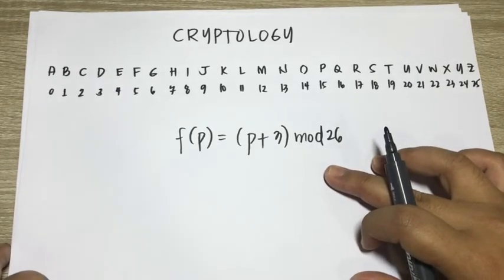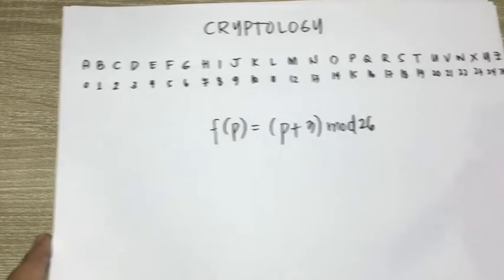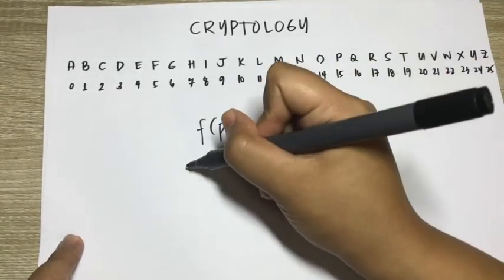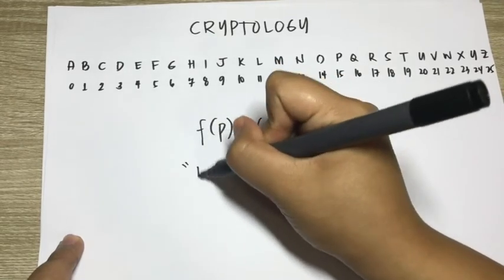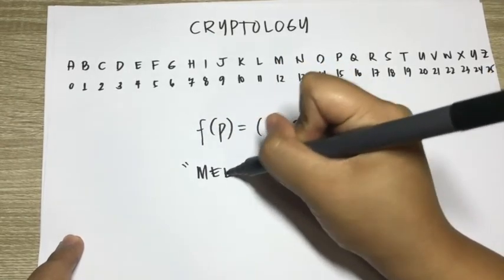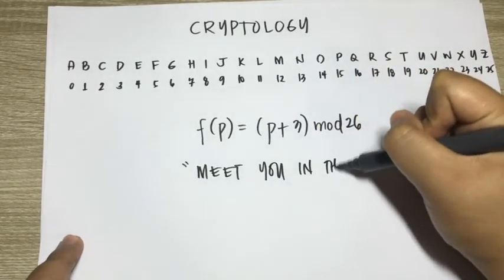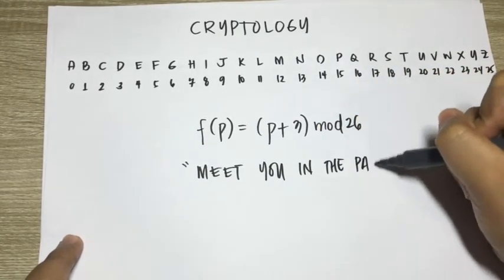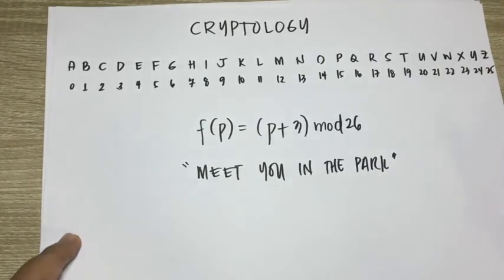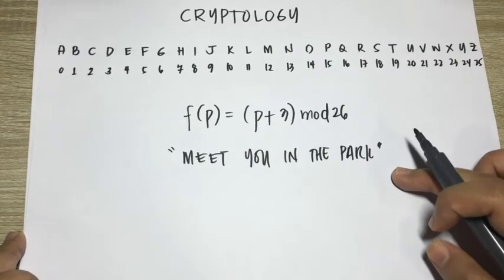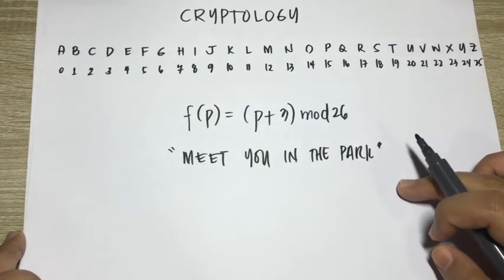So let's try to encrypt a secret message. So let's say, for example, you don't want to be found out by anybody. So let's say you want to encrypt the message, "meet you in the park." Again, let's say you don't want anybody to know that you are meeting somebody. So you want to encrypt this message using the Caesar cipher.